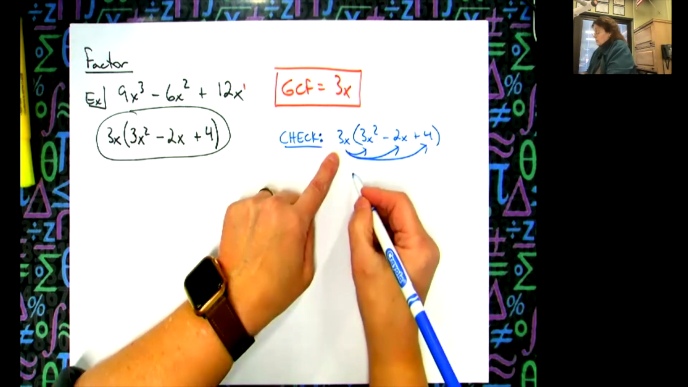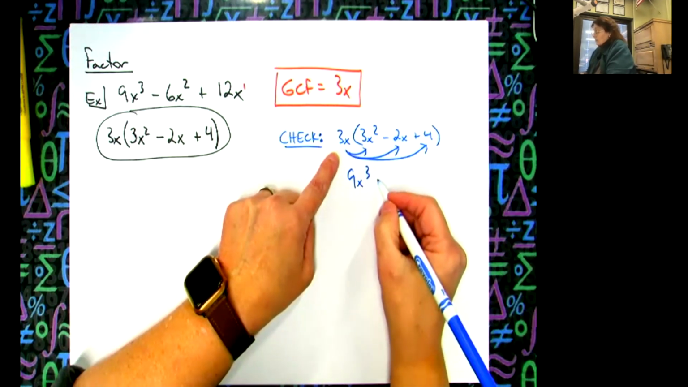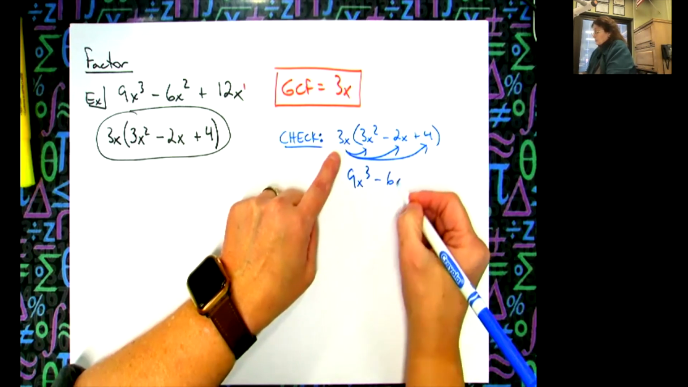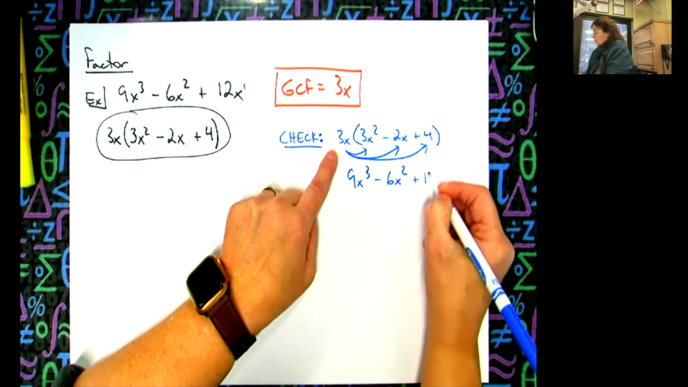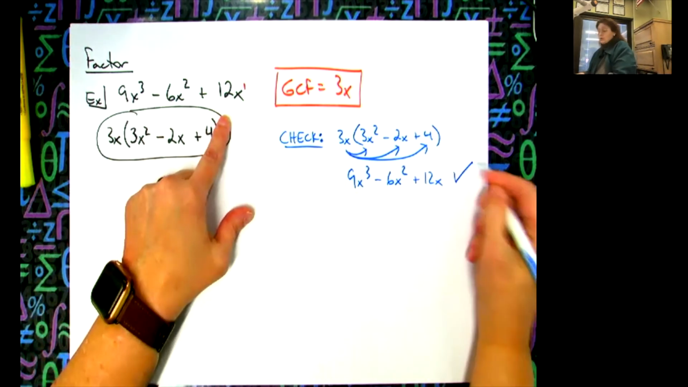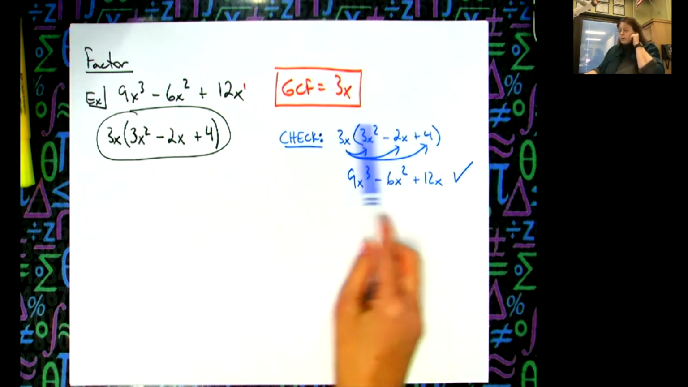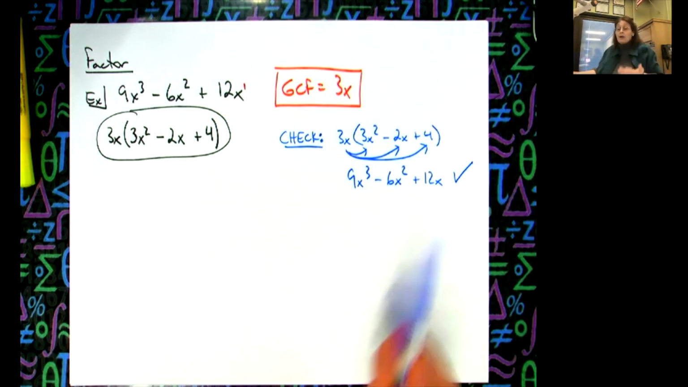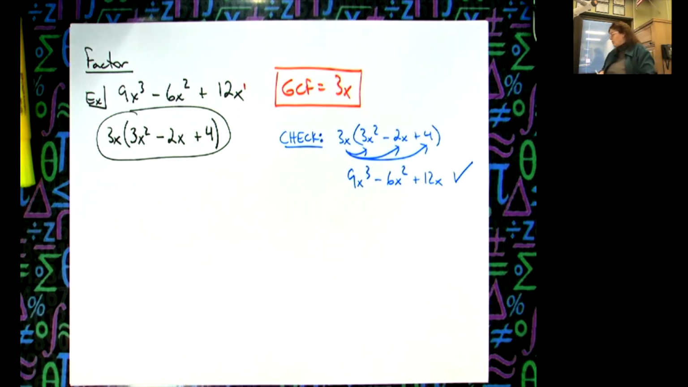3 times 3 is 9, x to the third. 3 times negative 2 is minus 6, x squared. 3 times 4 is 12, with the x. It checks with the original problem, so that means I factored it. Like I said, I'm not going to require that you do this, but I would highly recommend it. You're more likely to get your answers right that way. So that's taking out a greatest common factor.